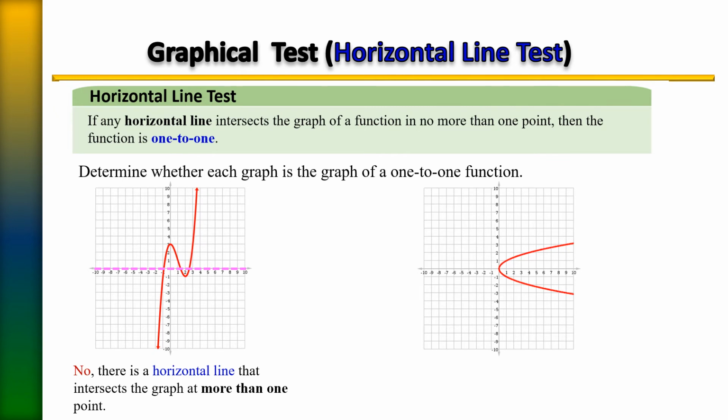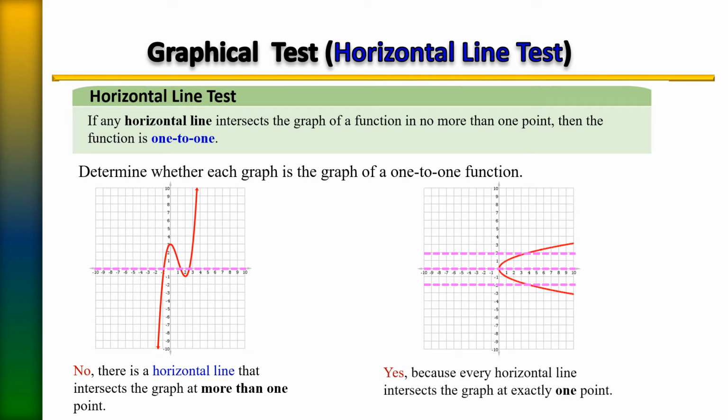Let's take a look at the second example. If we draw a horizontal line through that graph, will we intersect it in more than one point? No. It is only going to intersect at one point, and it doesn't matter where I draw that horizontal line. It will only touch or intersect once. So therefore, the second example is an example of a one-to-one function because it does pass the horizontal line test. And there you have it, the horizontal line test.